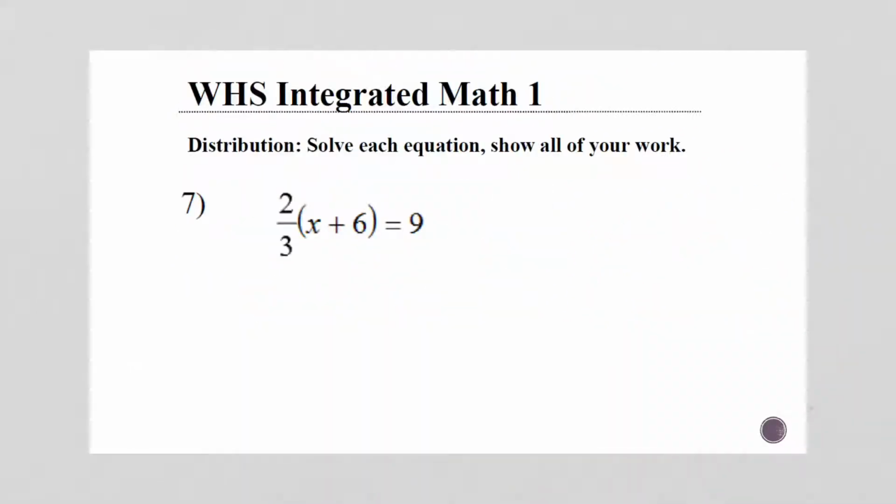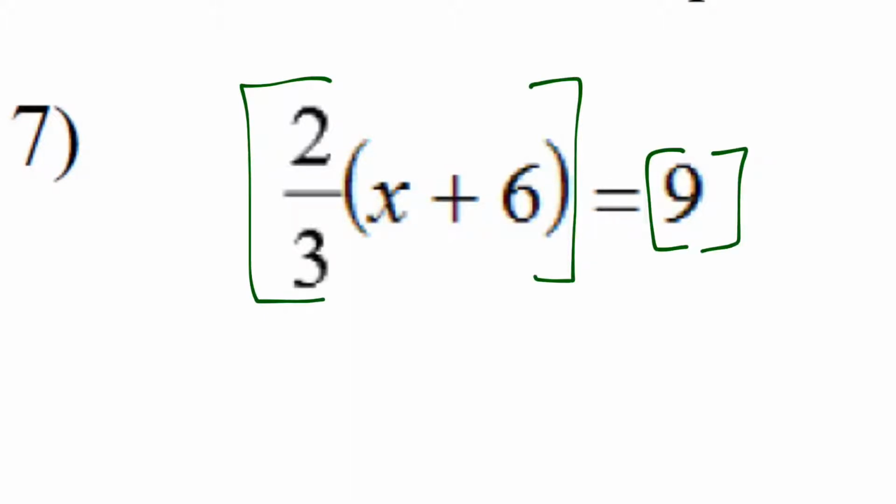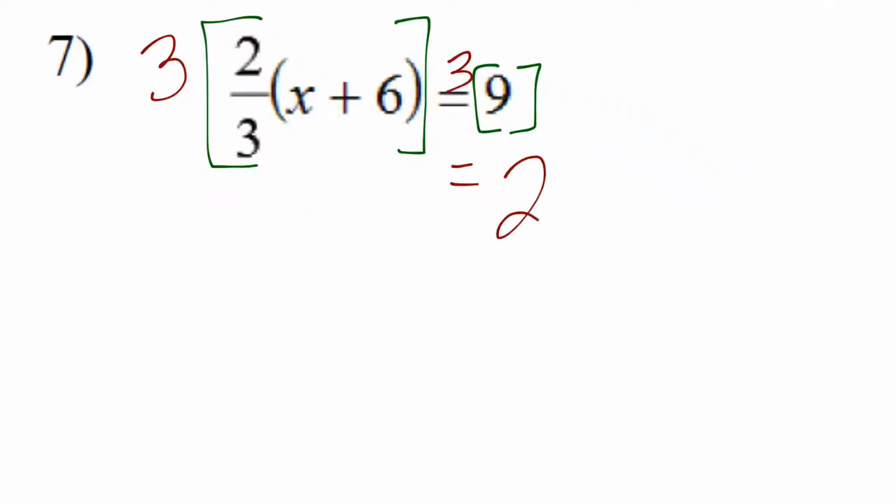Okay, number 7. There's a fraction. So we learned in class that to get rid of the fraction, you multiply by the least common multiple of all your denominators. There's only one fraction here, so I'm going to multiply each term by my least common denominator in this case, which is 3. On the right side, I know this is 27, because 3 times 9 is 27.